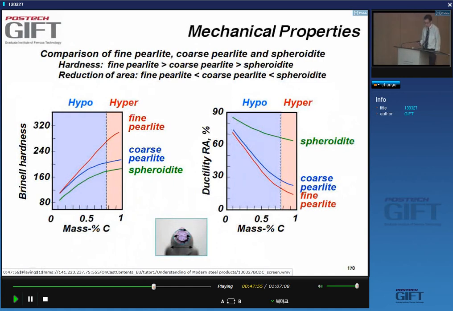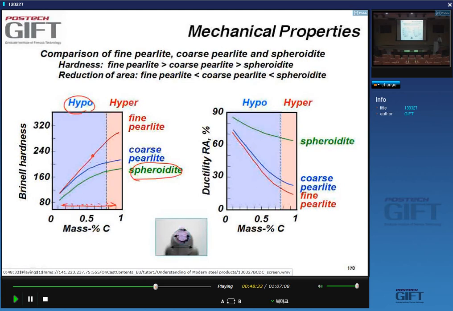In all the cases, for all these different carbon contents, from very low to hyper-eutectoid, I can spheroidize the cementite. And what happens when I do this is I see that there is a drop in hardness and an increase in ductility. So if I have very fine perlite, for instance, in a hypo-eutectoid steel, I will have a certain high hardness, which decreases if I have coarse perlite, which decreases even further if my perlite is spheroidized, where the cementite forms spherical particles.